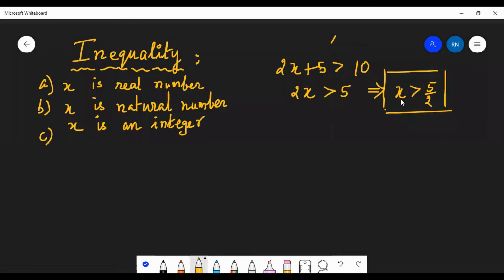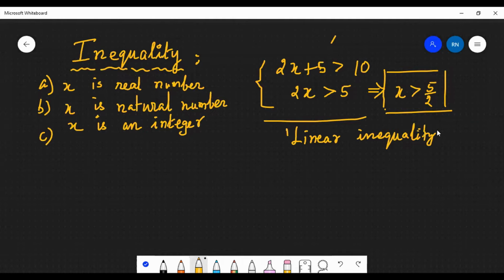So even for linear inequality, what is a linear inequality? Maybe the word linear inequality is new to you. If it is new to you, please let us understand what is the meaning. Very simple. What is a linear polynomial? Students with good memory, I think all of you have good memory. Degree 1. Very good.